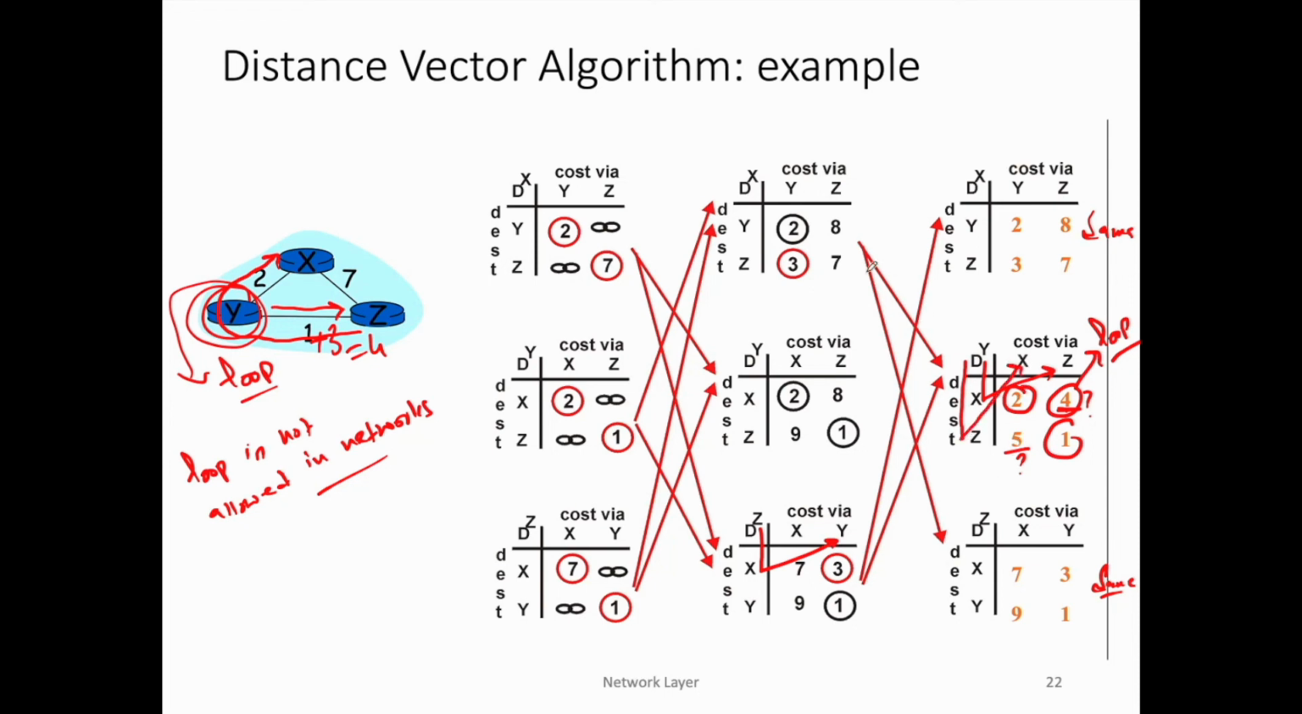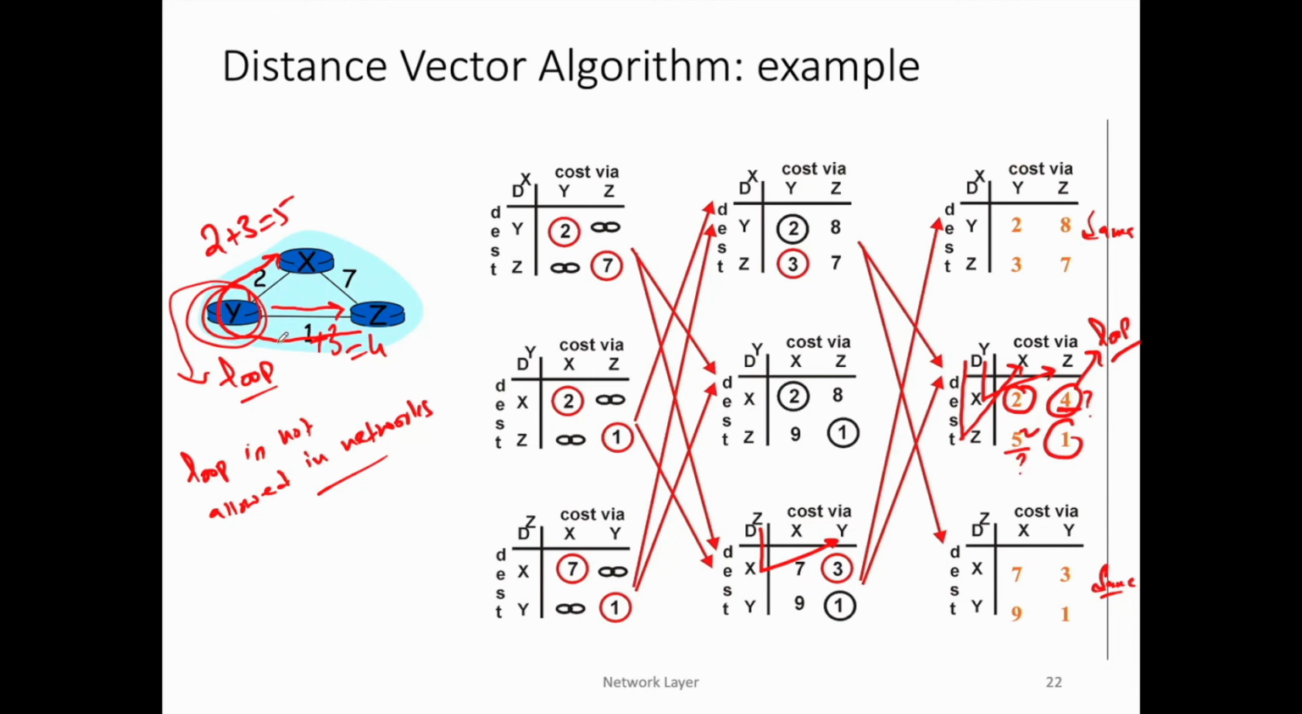So the change is because of the message from X. What is the message from X? What does X have to tell Y? Yes, X is telling Y that its least cost to reach Z has changed to 3. So Y says, okay, fine, the cost to reach from me to X is 2, and X is advertising the cost to reach Z as 3. So this cost is 5, which is here, right?